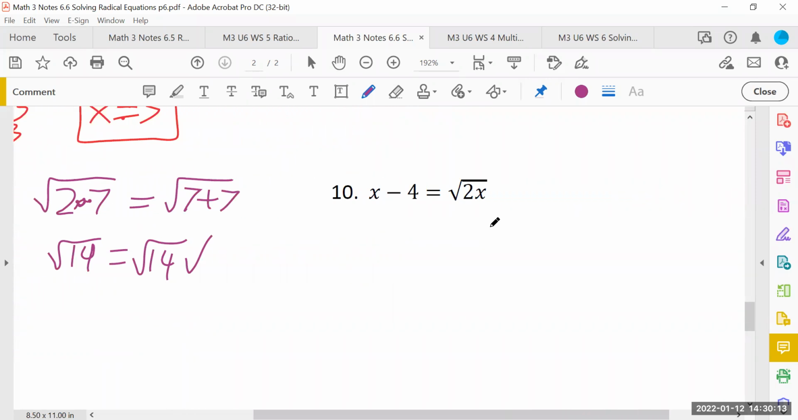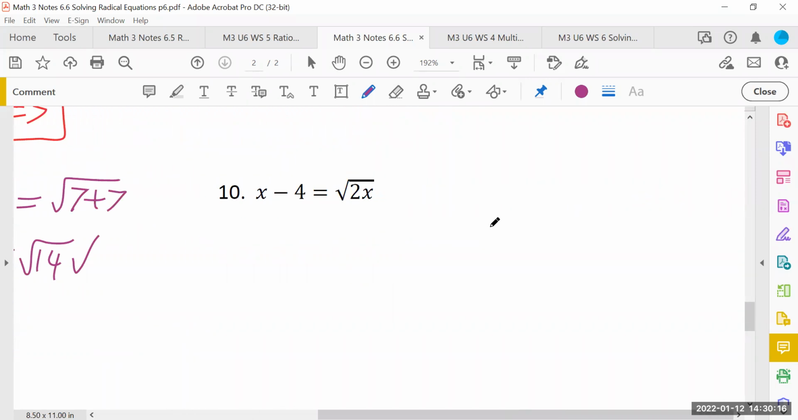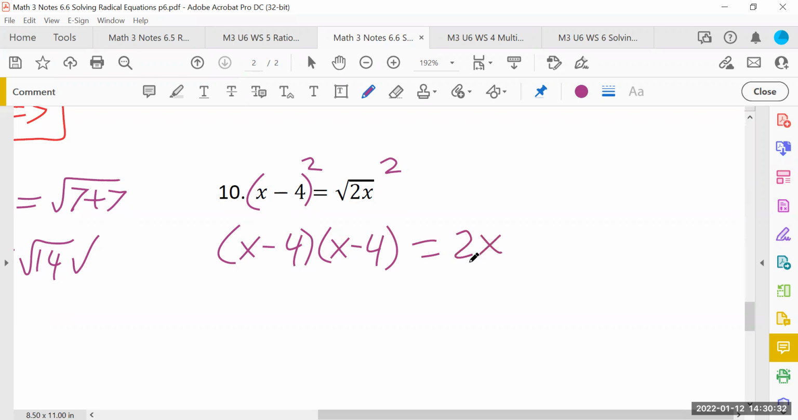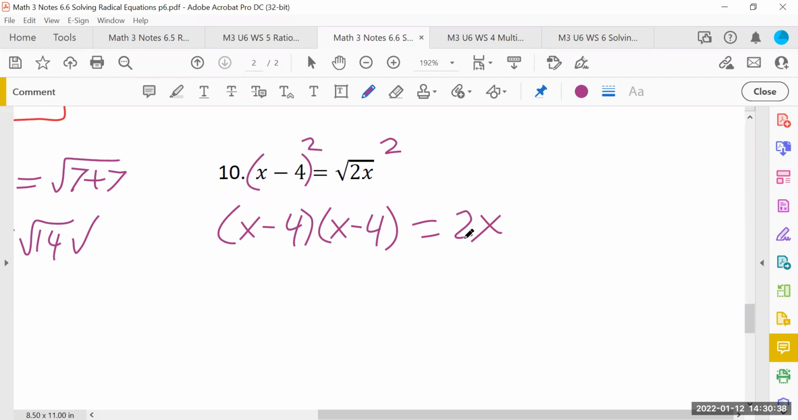Last one that I want to show you, number 10. x minus 4 equals the square root of 2x. Here, square both sides to get rid of the square root. x minus 4 squared is x minus 4 times x minus 4, equal to 2x. I'm going to multiply this out real fast. I'm going to hope that you guys could do it all the way out if you needed to. But I'm just going to jump to, this is x squared minus 8x plus 16. Okay, that's what would happen if you did the distributive property and combined like terms.